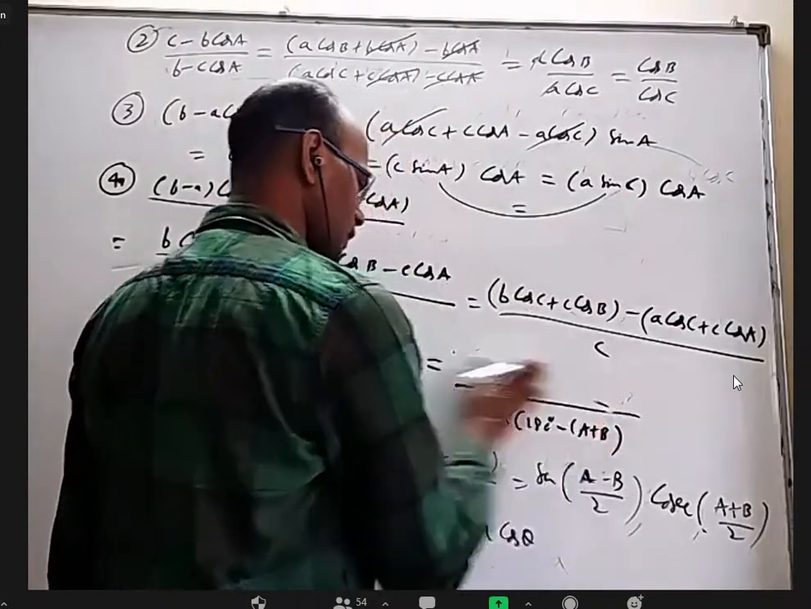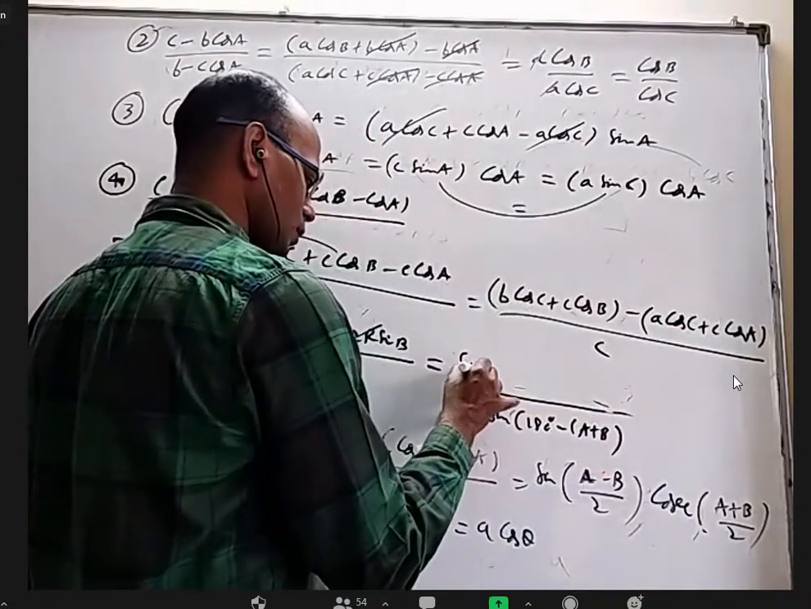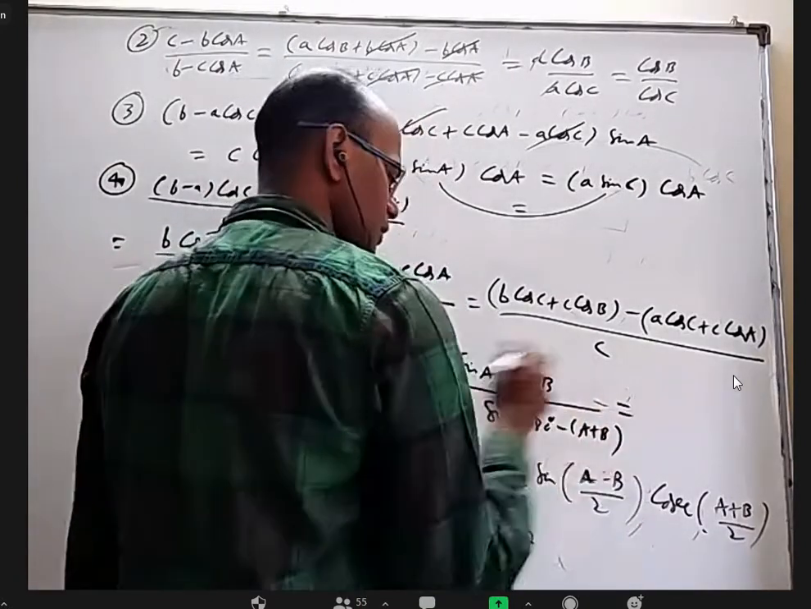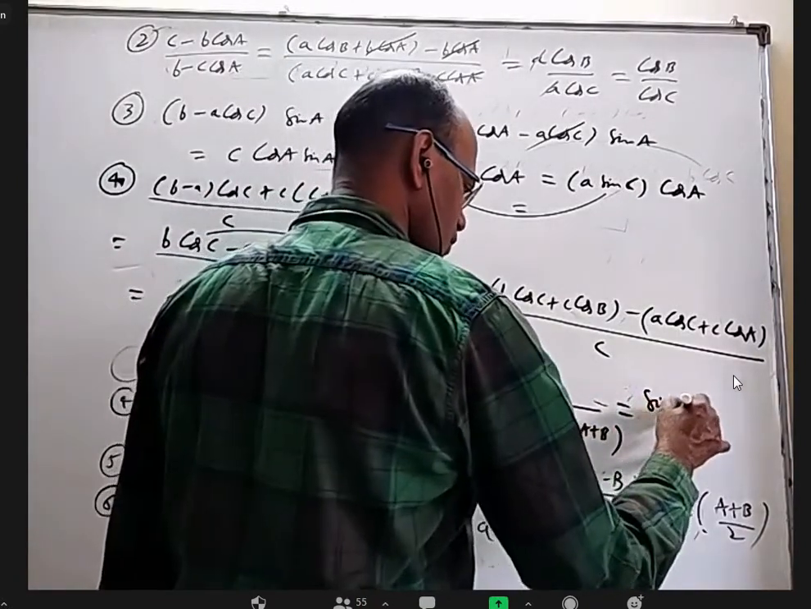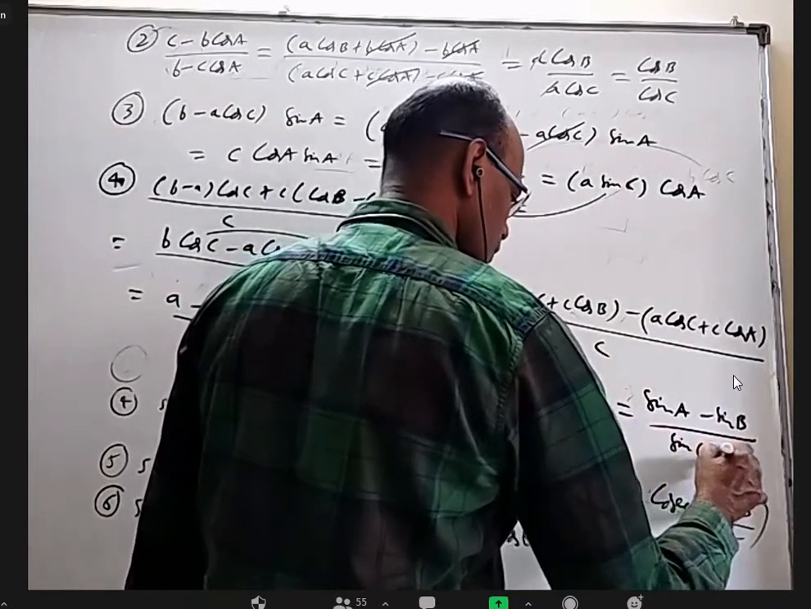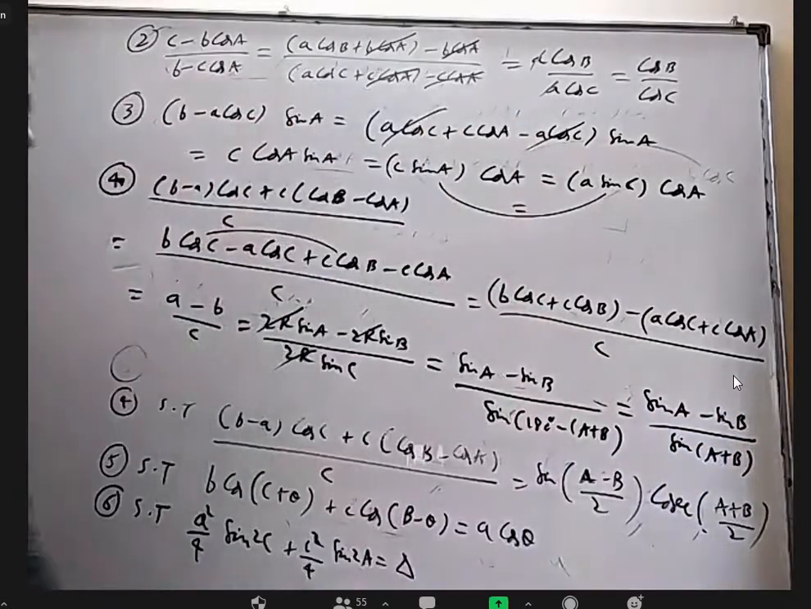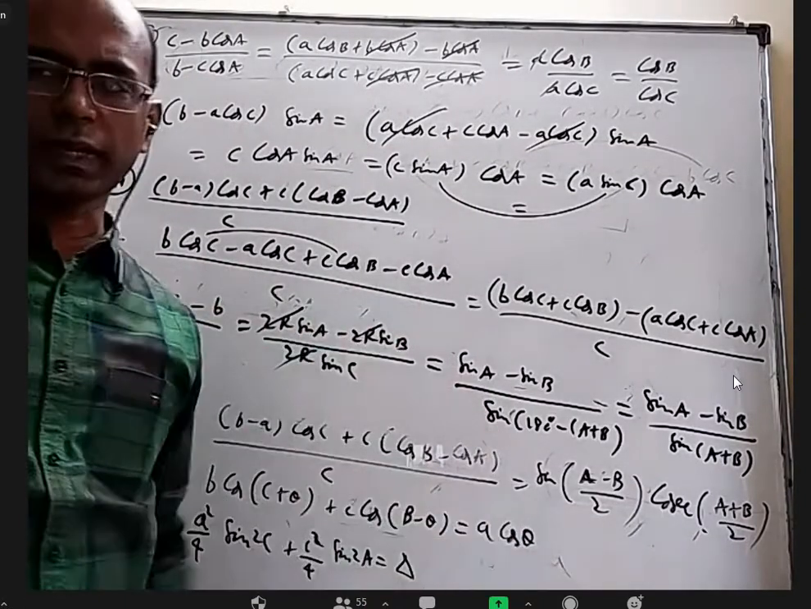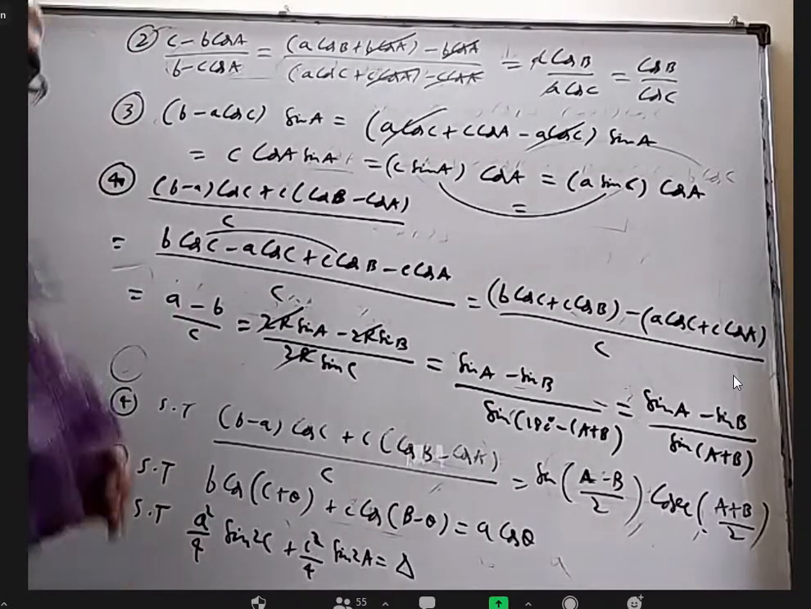I'll write this same thing, but this time erasing. This is sine A minus sine B. So this is again, let me write, sine A minus sine B by sine (A plus B). So after projection rule is done, we got this much. Now we are using sine rule and we are going to apply transformations and cancel out whatever is possible.